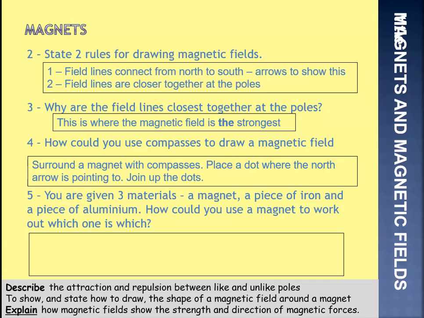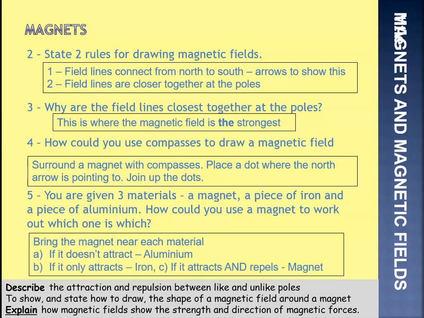And you're given 3 materials: a magnet, a piece of iron, and a piece of aluminium. How could you use a magnet to work out which one's which? If you place the magnet near each one of those materials, if it doesn't attract, that's the aluminium. Remember, magnets only attract iron, cobalt, and nickel. If it only attracts and doesn't repel, then that's iron. Because if it attracts and repels, the only thing that will repel another magnet is another magnet. So that repulsion shows it's a magnet.